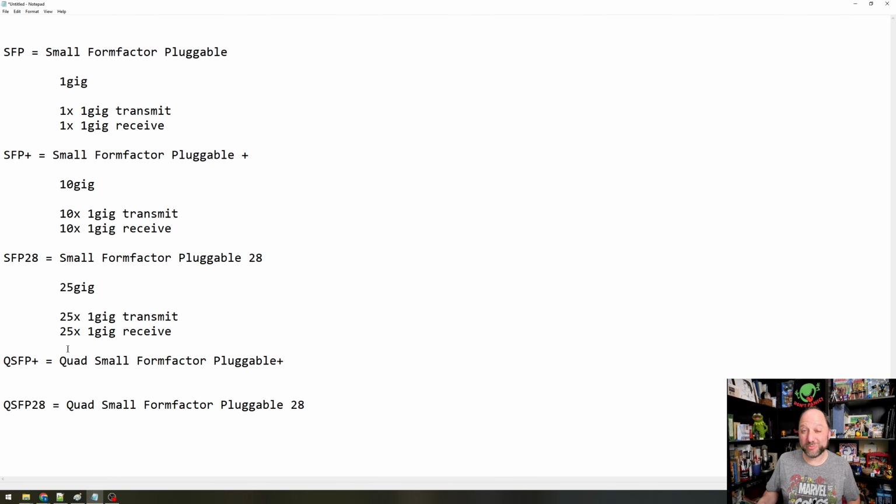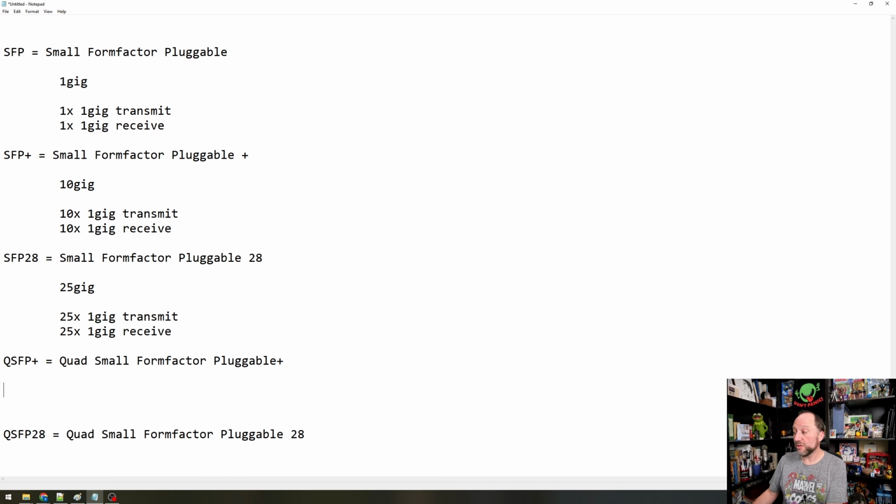And you might have already jumped to the right conclusion here. Quad means 4. And so yeah, QSFP plus is 4 10 gigs bound together to make a 40 gig link. QSFP 28 is 4 25 gigs bound together to make 100 gig.